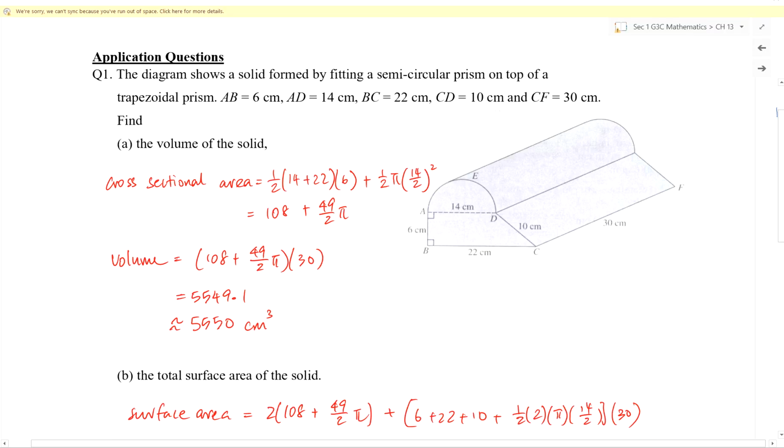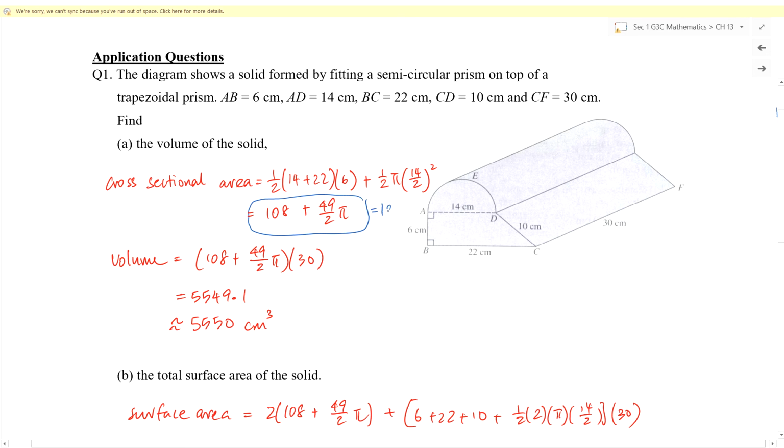So as mentioned, my format is now going to be like this. I will always find the cross-sectional area first. So the cross-sectional area is made out of a trapezium plus a semicircle. So putting that all in, you'll notice my cross-sectional area includes a 49 over 2 pi. You might be tempted to actually find out the value. 108 plus fraction 49 pi over 2. You might be tempted to write down this value, 184.969.